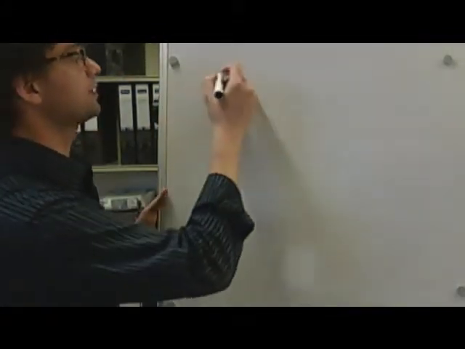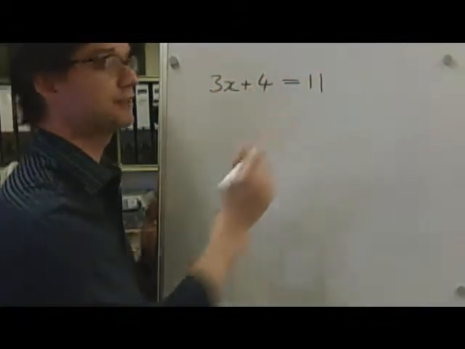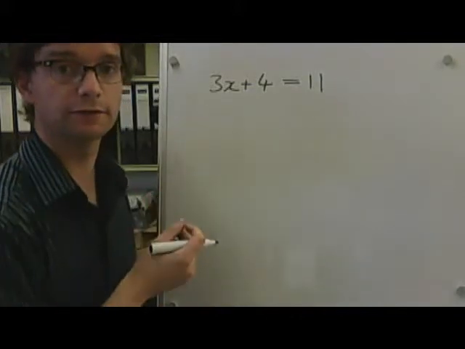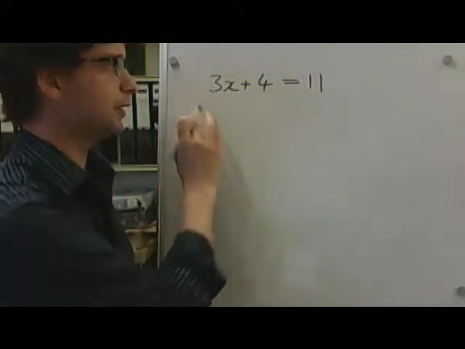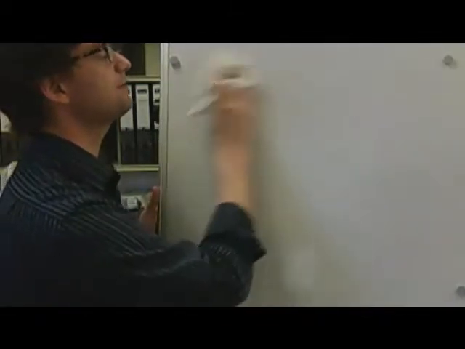This is a video about solving linear equations, and a linear equation is just one that looks something like this: 3x plus 4 equals 11. This is a really simple linear equation. But I'm not going to start there. I'm going to come back to that in a minute and start with something that's even simpler.